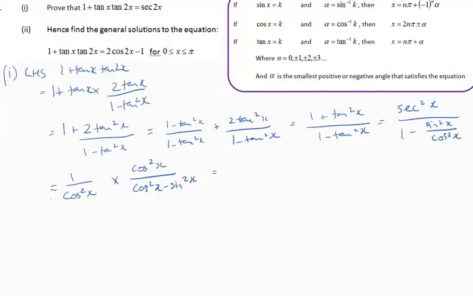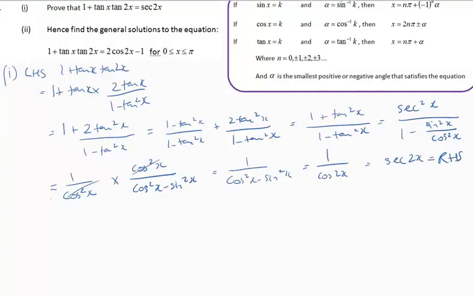So we work through here, we're going to cancel these ones, we're going to get 1 on cosine squared x minus sine squared x here, which is equal to cosine of 2x, and 1 on cosine 2x is equal to sec of 2x here, which is equal to the right hand side. So we've proven our equation here.